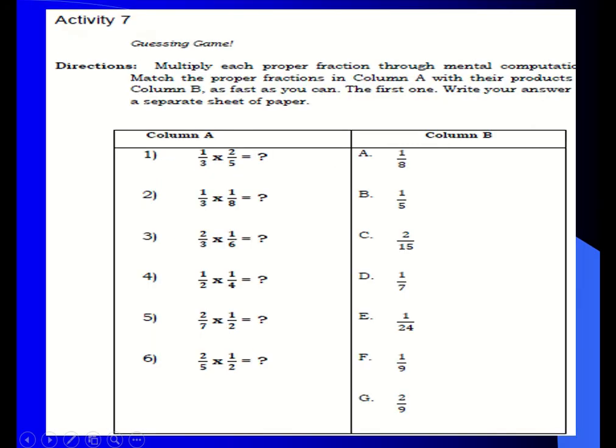Okay? For activity 7, you have to multiply and choose the correct answer. May part din naman dito sa answer sheet. You have to show the solution, of course. And that's it.